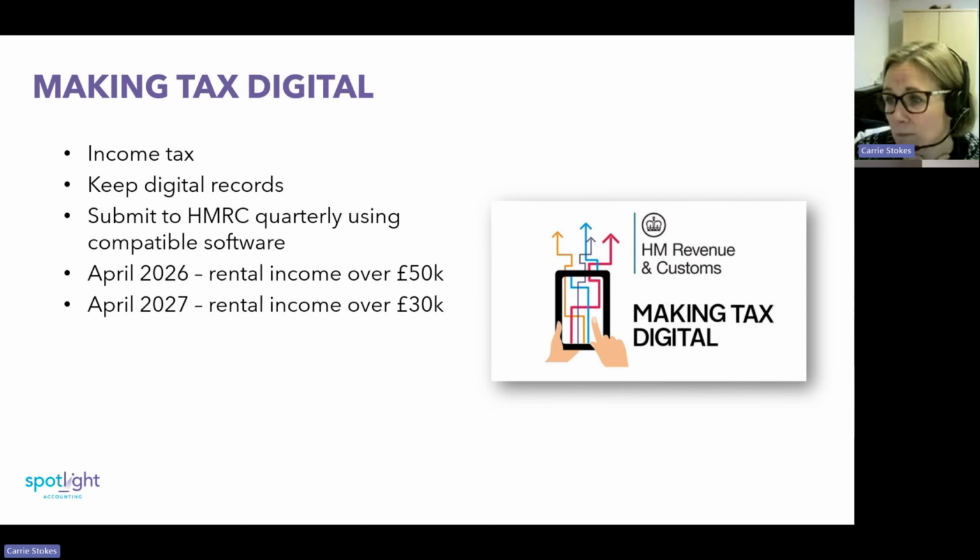So at the moment you can complete your tax return once a year, and it has to be submitted by the 31st of January following the tax year. That will change. From April 2026, you will have to make a submission to HMRC if you've got rental income over £50,000, by the end of July, October, January and April. And then from 2027, if you've got rental income over £30,000. The plan is to bring all landlords under making tax digital, but they haven't given exact dates yet.